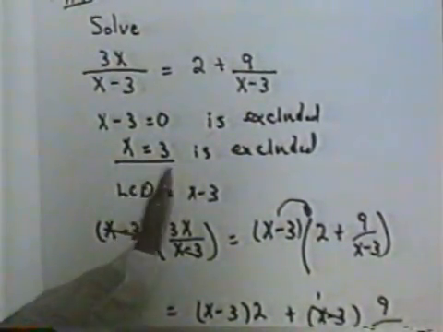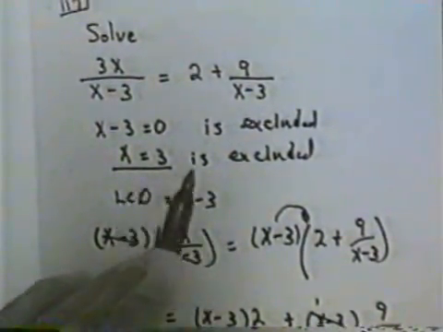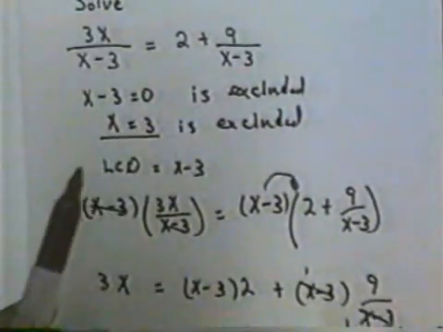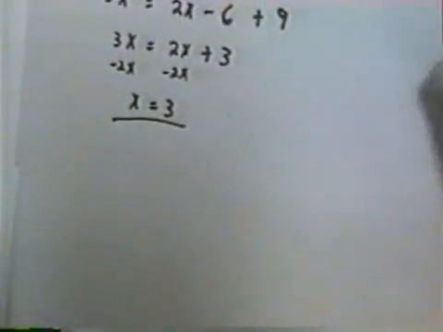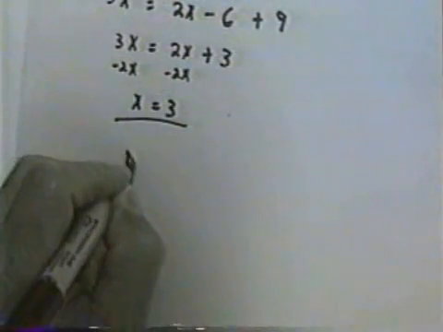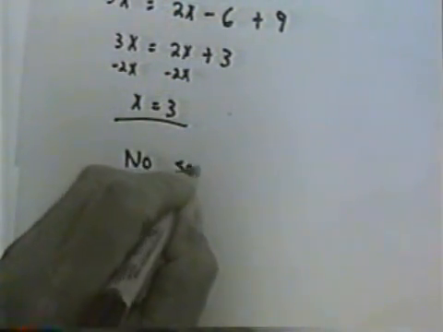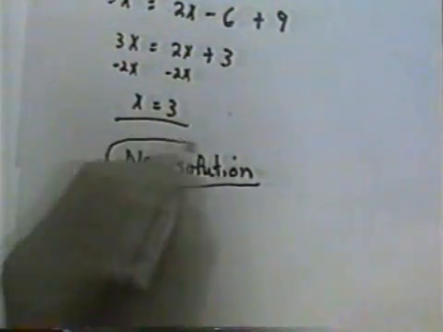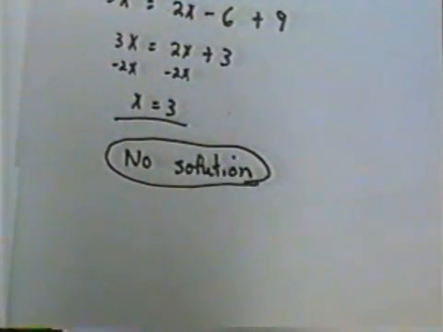But let's go back and look. 3 is excluded. It can't be 3. I solved it and I got x is 3. But 3 is an excluded value. So what I have to put is no solution. The only solution I got happened to be an excluded value. So therefore, this equation has no solution.